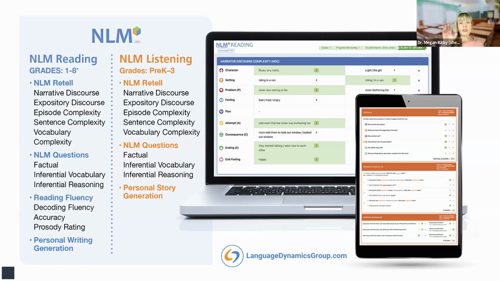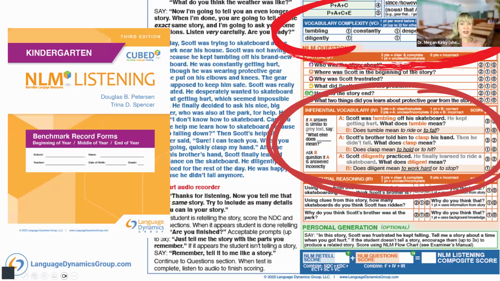So this is the paper pencil version of the narrative language measures. I just pulled up an example from the kindergarten NLM. And so we don't expect them to read. So the kindergarten forms are going to be all listening forms. So they listen to a story and then you say, thanks for listening. Now you tell me that same story. Try to include as many details as you can in your story. They retell, nothing's in front of them, right?